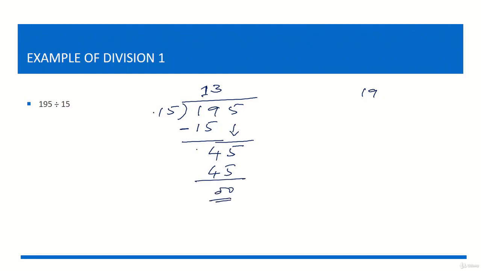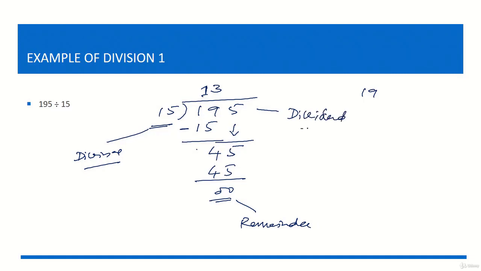So the answer, this is called the divisor, right? And this is called the remainder, and this is called the dividend, and this is called the quotient. A lot of problems will be there based on this, right?